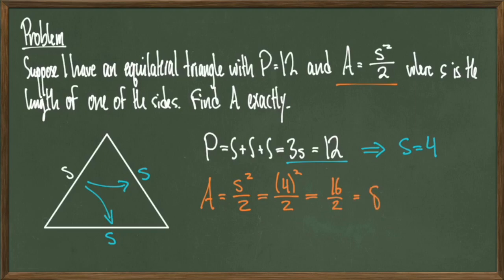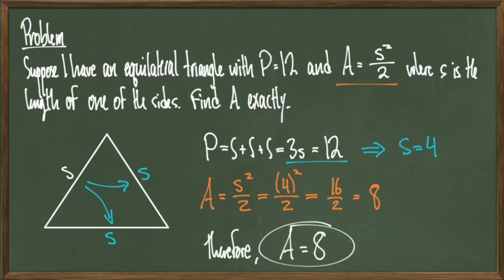Now that I have information on s, I can plug this into my formula for area. Therefore, A is equal to s squared over 2, which equals 4 squared over 2, which is 16 over 2, which is 8. Thus, I've solved the problem because I found that the area of this triangle is equal to 8.